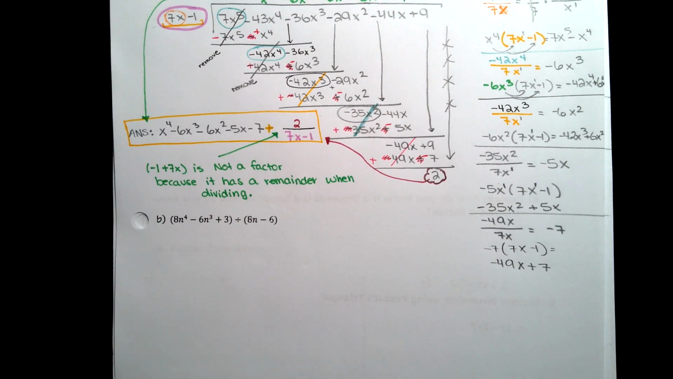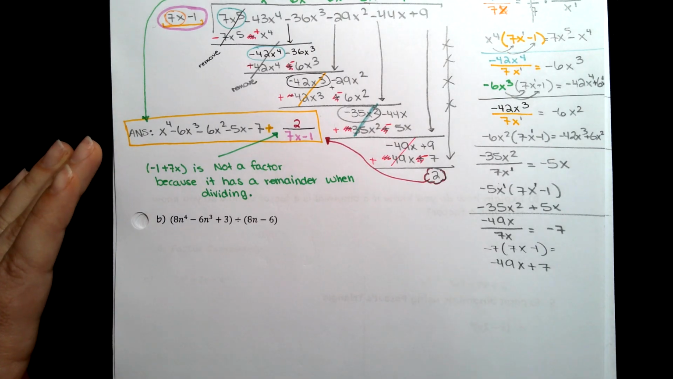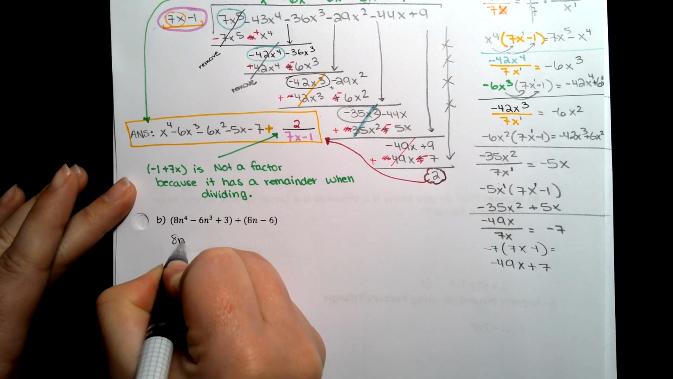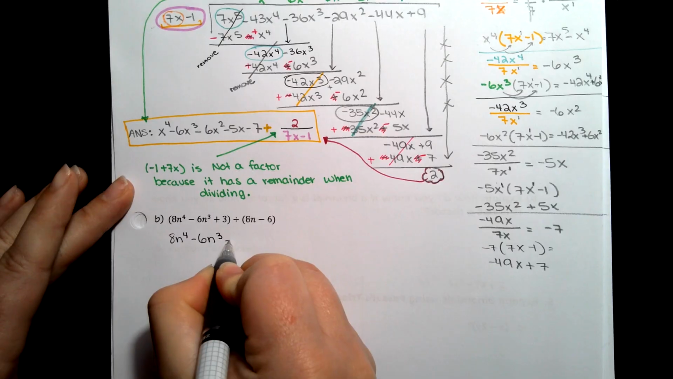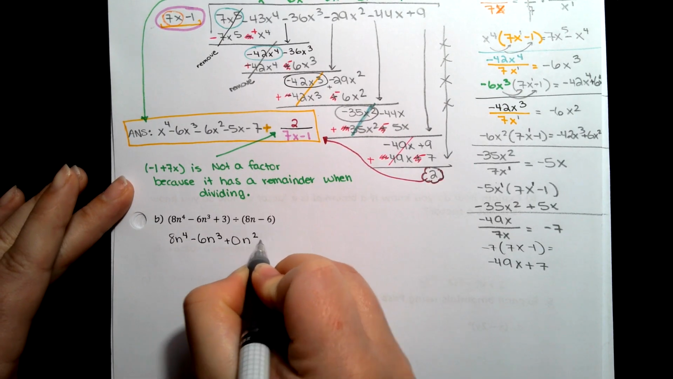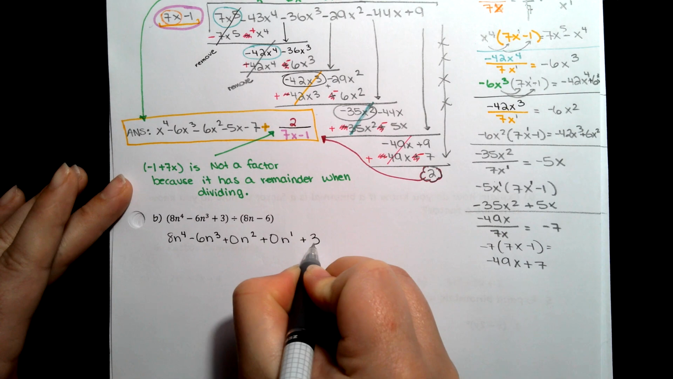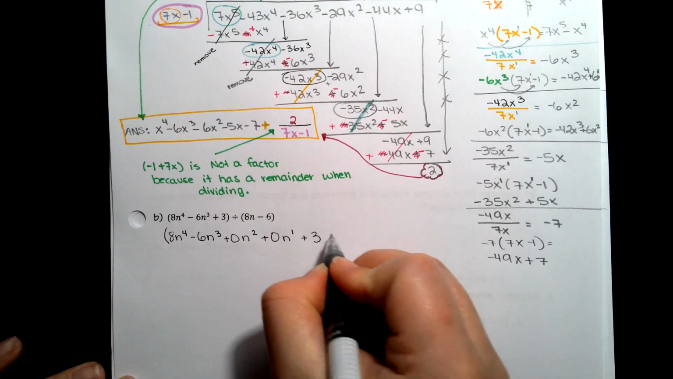This one here, I'm going to again start skipping a little bit around. Otherwise, this video is going to be really long. Here, make sure that you have it in standard form. So we have 8n to the 4th minus 6n cubed. So 4, 3. We're missing a 2. We're missing a 1. We do have a 0. So you're going to have to put in 2 zeros for your missing terms.